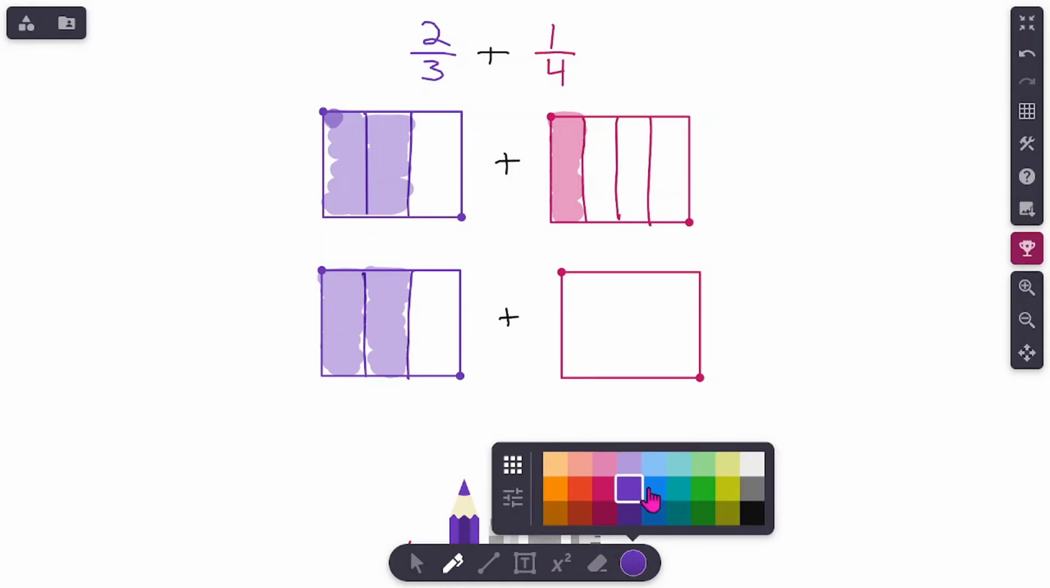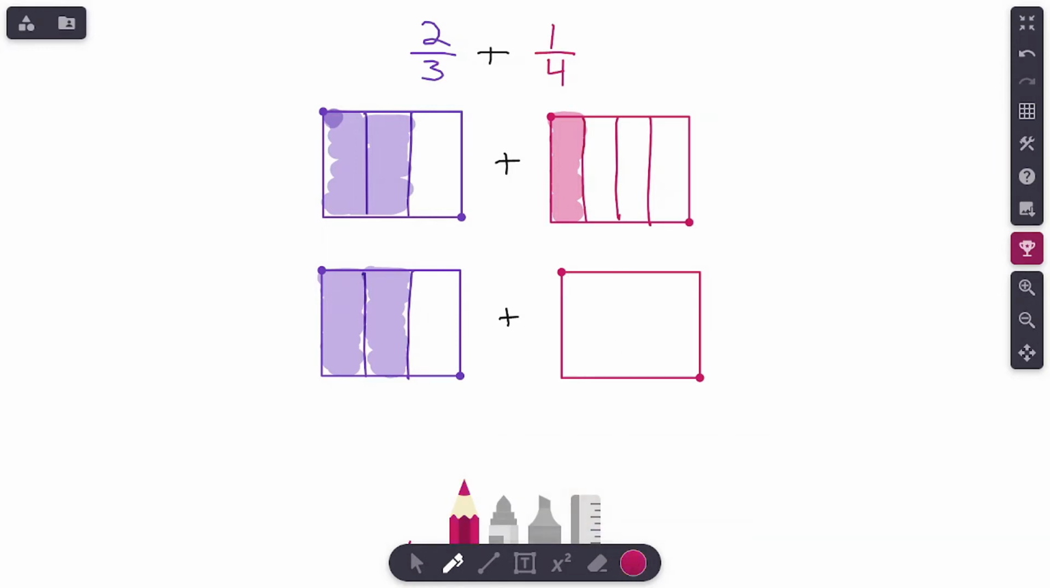The second model, we need to divide into 4 equal sized pieces, but we need to do this horizontally. Okay, we have to do this in order to represent whenever we show thirds on this model and when we show fourths on this model. They have to be different directions, okay? So color in 1/4.